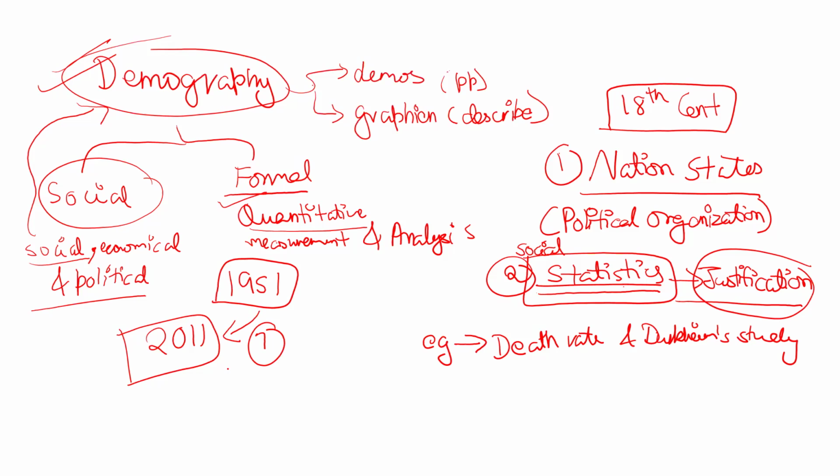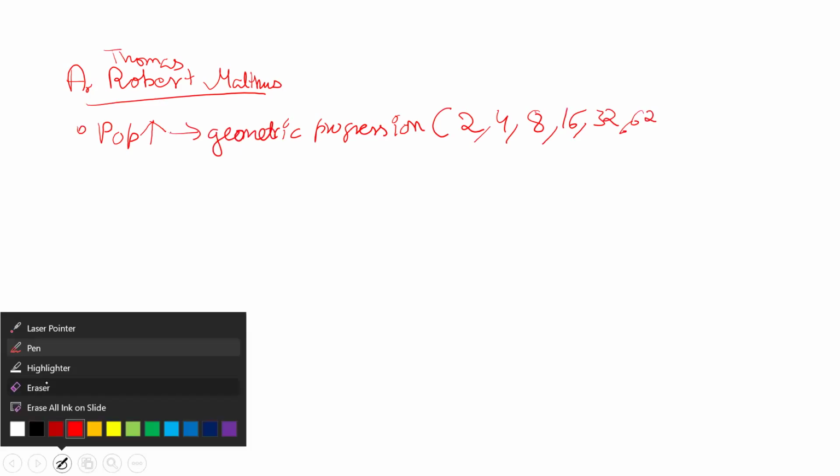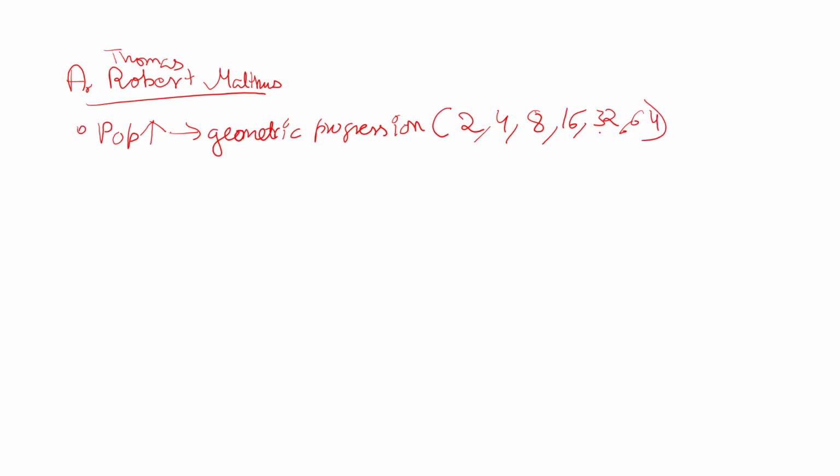Okay, now let's talk about some of the theories of demography. The first theory of demography is given by Thomas Robert Malthus. This person stated that the population in the society rises in geometric progression. What is geometric progression? 2, 4, 8, 16, 32, 64. This is geometric progression. The population rises as per geometric progression.